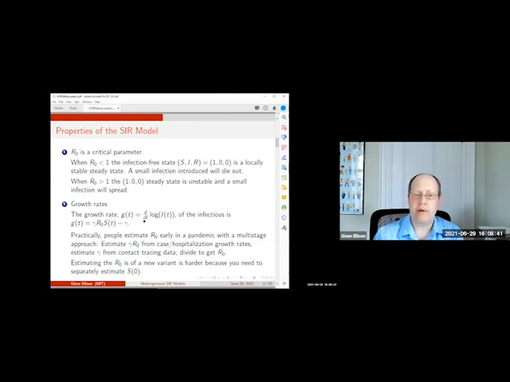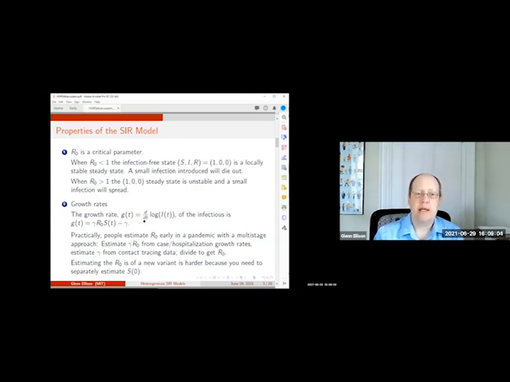And then the gamma, the recovery from the disease, you can get with contact tracing data, because for each person who's been infected, you figure out who they got it from, and how many days into that person's infection they were. That lets you estimate the distribution of recovery times. You divide your gamma R naught estimate by your gamma estimate. That's where you get R naught in practice.